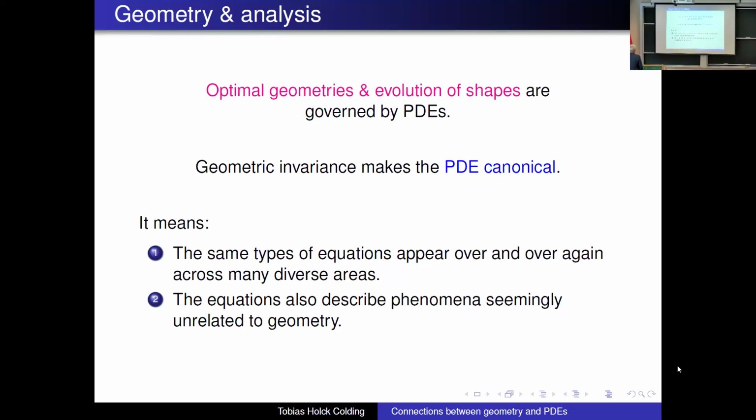First I want to talk a little bit about the equations that we want to talk about. Optimal geometry and evolution of shapes are governed by PDEs. Geometric invariance makes the PDE canonical, and it means that the same type of equation appears over and over again across various fields. It also means that equations that may come initially from geometry also describe phenomena that are unrelated to geometry. This is part of what makes these equations very natural.